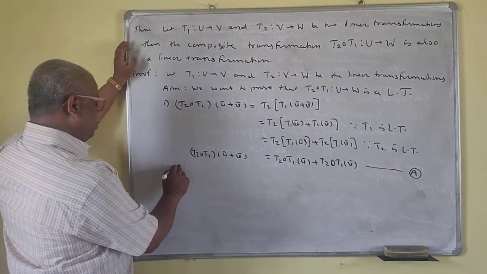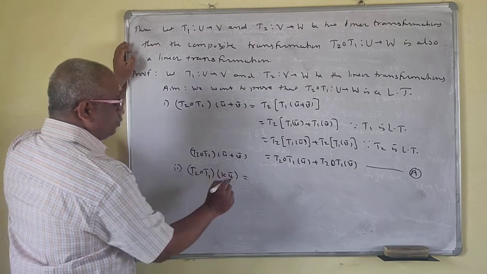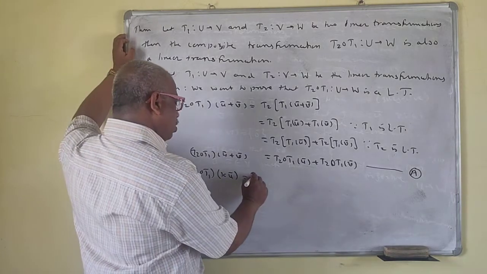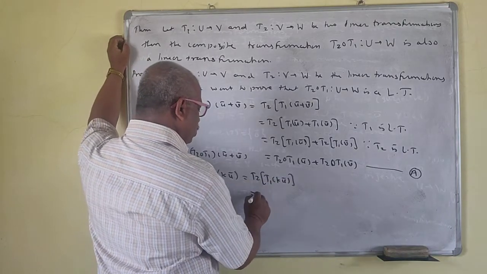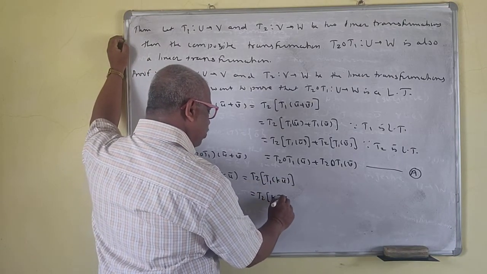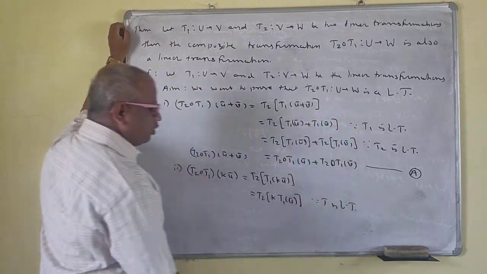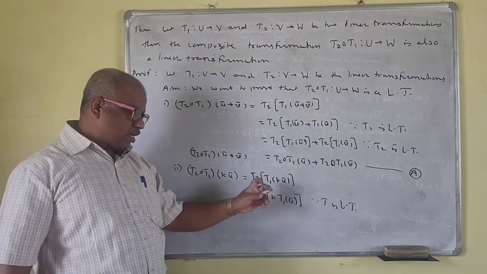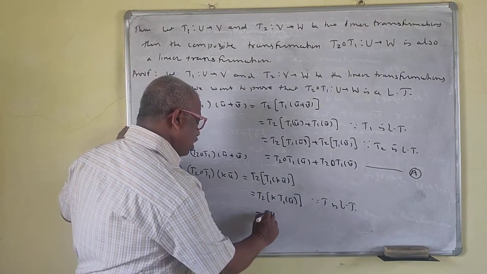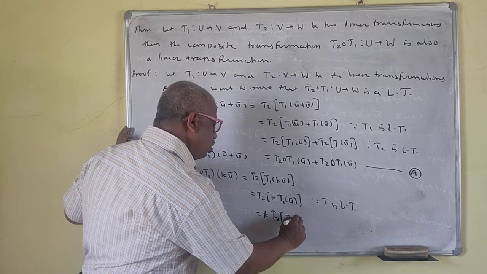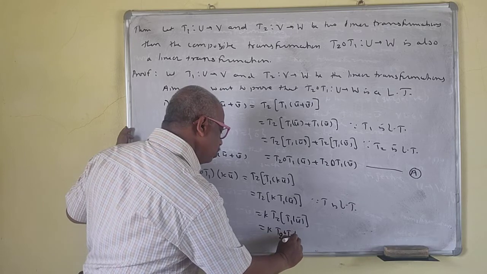Second, T2 compose T1 of K U bar. By definition, this is T2 of T1 of K U bar. So this is T2 of K T1 of U bar, since T1 is a linear transformation, so I have taken K outside the T1. Now again T2 is a linear transformation, so I can take K outside again here. So take T2 of T1 of U bar. So this is K T2 compose T1 of U bar.